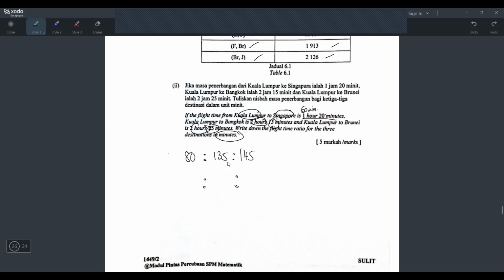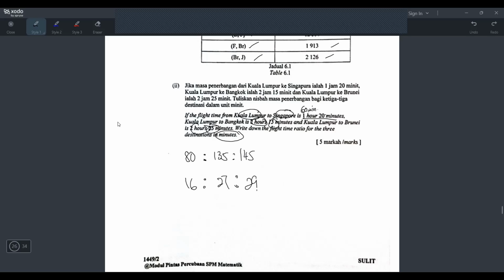But I realized this can all be divided by 5. So you can actually divide everything by 5. You'll get 16. 135 divided by 5 is 27. 145 divided by 5, my calculator gives me 29. So I think this is the answer, right? So that's how you do it.